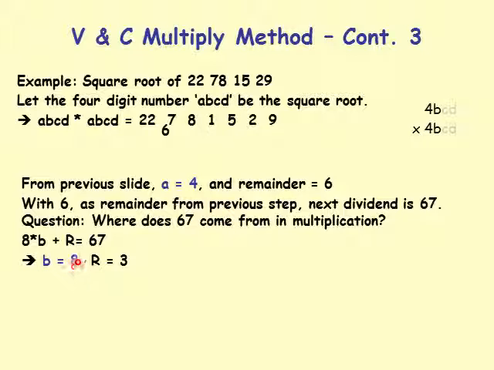That means b is equal to 8, and remainder is equal to 3. Largest b I can get is 8, and still have a remainder of 3. Let's continue here. So we have a next dividend with 3 here, and 8 next digit is 38. Okay? So that's my 38.